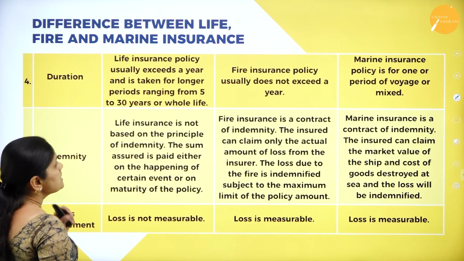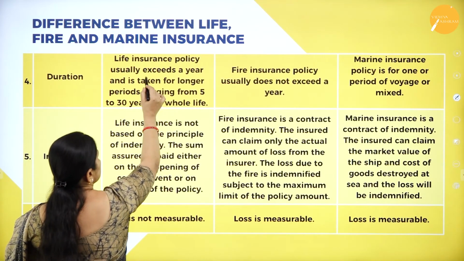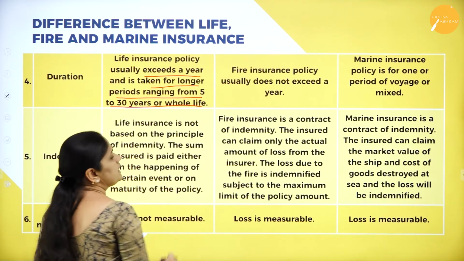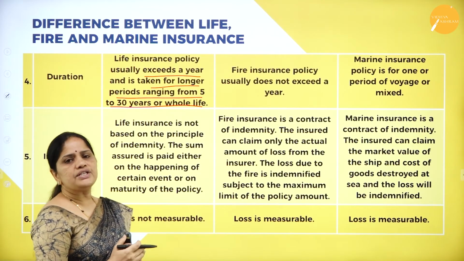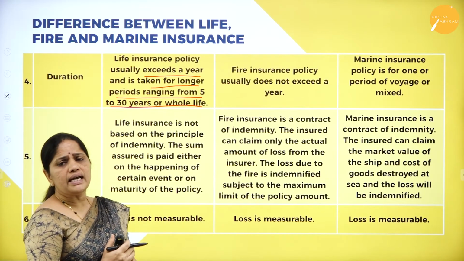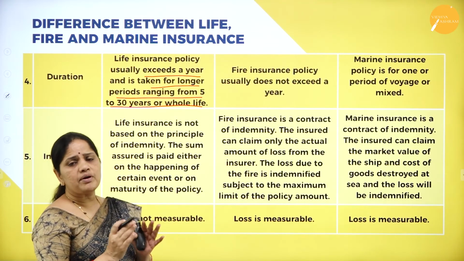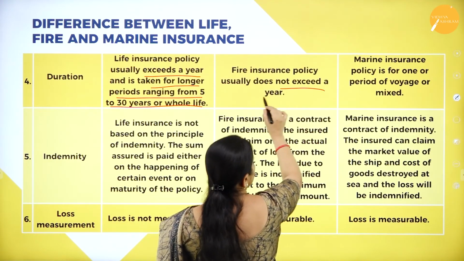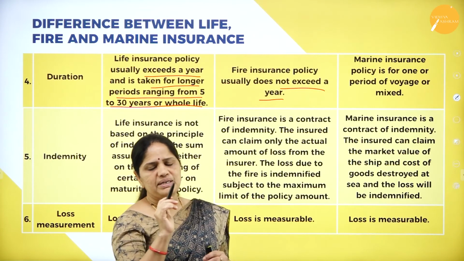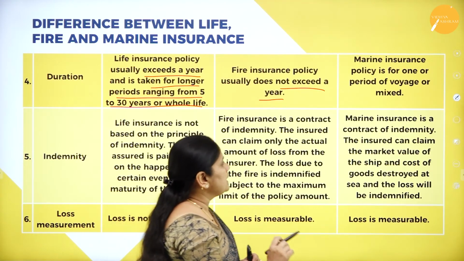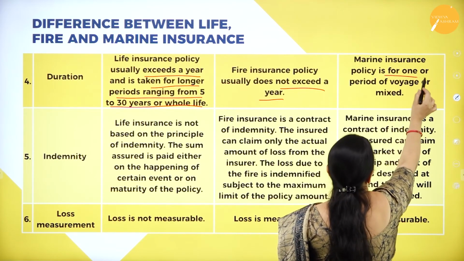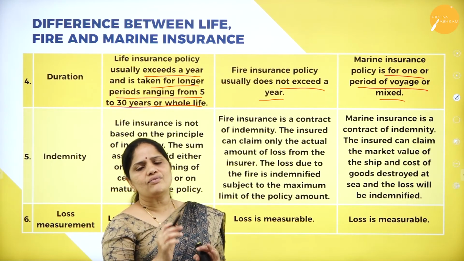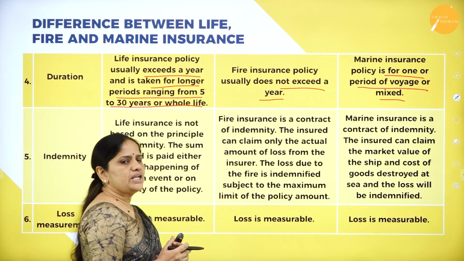So we can see, when we have a comparison, how the three kinds of insurance are differentiated. Then next one is duration. The life insurance policy usually exceeds a year and is taken for longer periods ranging from 5 to 30 years or the whole life. So life insurance is the longest kind of insurance, taken from a minimum of 5 years to a maximum of 30 years. But in case of fire insurance, it does not exceed 1 year. So it will be taken for a maximum period of 1 year only, whereas marine insurance is for one period of voyage or mixed. So only for one period or one voyage, whichever it is, or they have a combination of both.